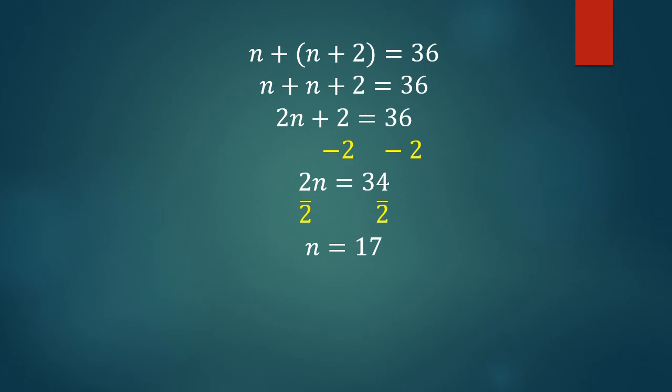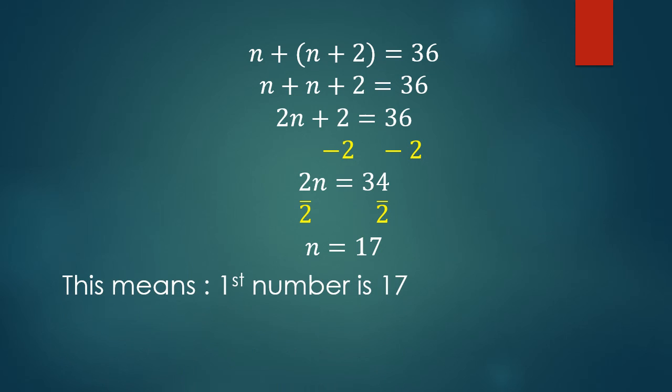This tells me that the first number is 17, and the second number is supposed to be the next, or the consecutive odd integer, which in this case is going to be 19.